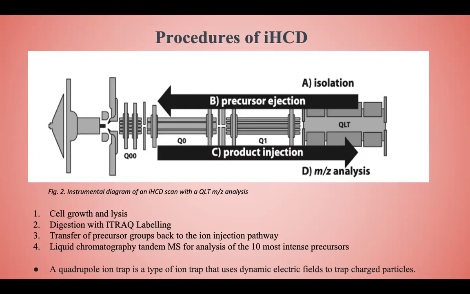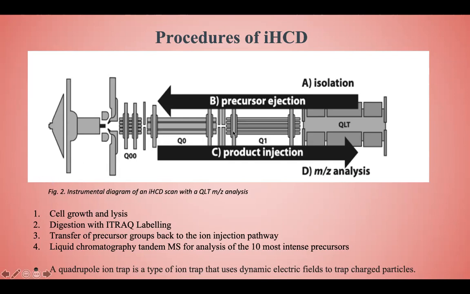So human embryonic stem cells were used in this experiment, and various enzymes were used on these cells, followed by cell lysis. Then the cells were digested with trypsin and labeled with iTRAQ, which is a type of isobaric tag labeling. Then I will be going through the next step along with this figure.